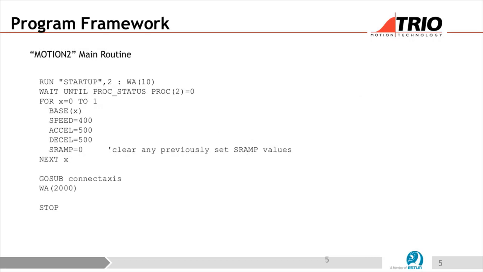Okay, and in the programs there is this Motion2 main routine which runs the startup again. This time we have got the wait. This is what I was talking about. A little wait there instead of the inverse, and then just wait until the proc status has got to 0. Then we're just setting up some different speeds there, turning the S ramp off so that we're not doing any S ramping.